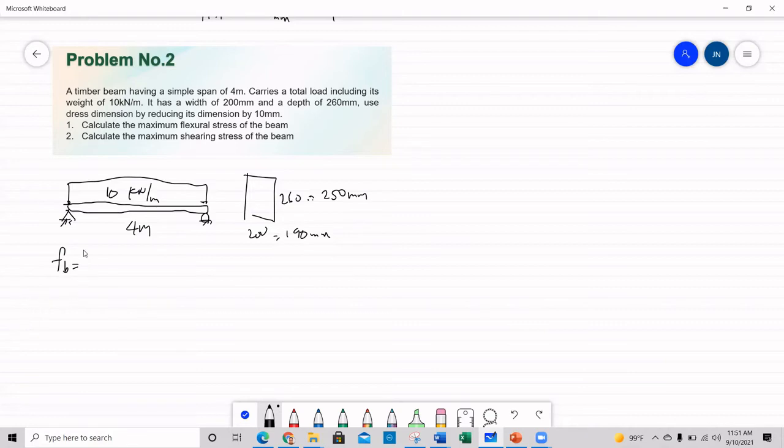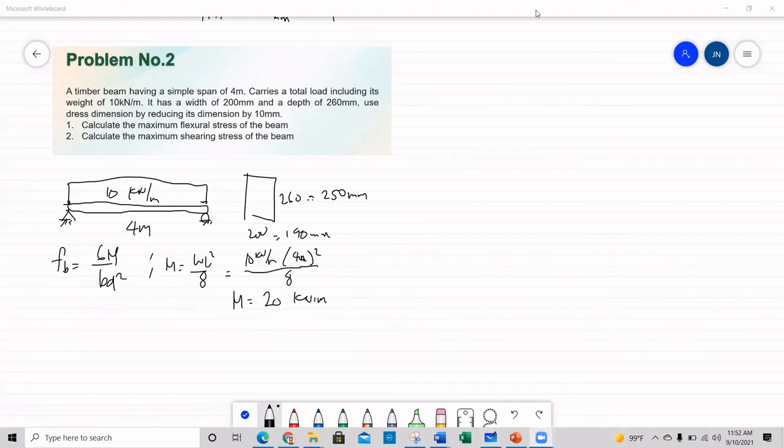Okay, so you have here 6M over BD squared. Okay, what is M? M is WL squared over 8. You have here W of 10 kilonewton per meter, L of 4 meter squared, and then you have 8. So therefore, the moment could be calculated equal to 20 kilonewton meter. Okay, tama ba?